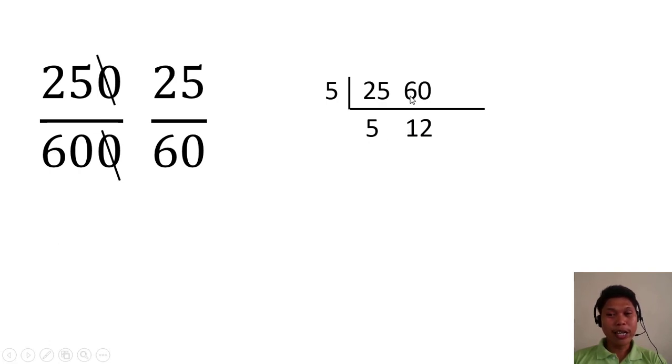By the way, kung nahirapan kayo sa 12, kung paano kunin ng 12, pwede rin applyan nyo ng ganun. 6 divided by 5 is 1. Tapos may remainder na 1. 1 combined with 0 is 10. 10 divided by 5 is 2. Ganun pa rin. 12 ang result. Okay? So, the answer is 5 over 12.